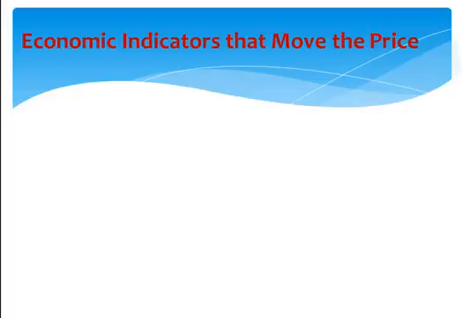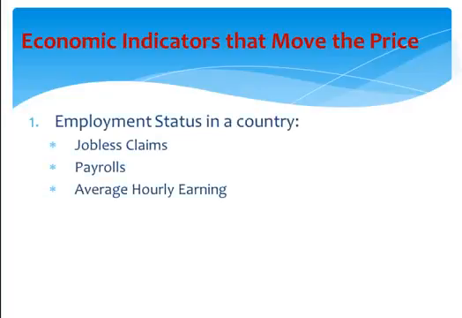There are certain economic indicators that tell us in what direction the economy of a specific country is going. What are these economic indicators? Number one is employment status. If more people are employed, more job openings are there, more average hourly earnings are there, that means that country's economy is expanding, which leads to an increase in the value of that country's currency.